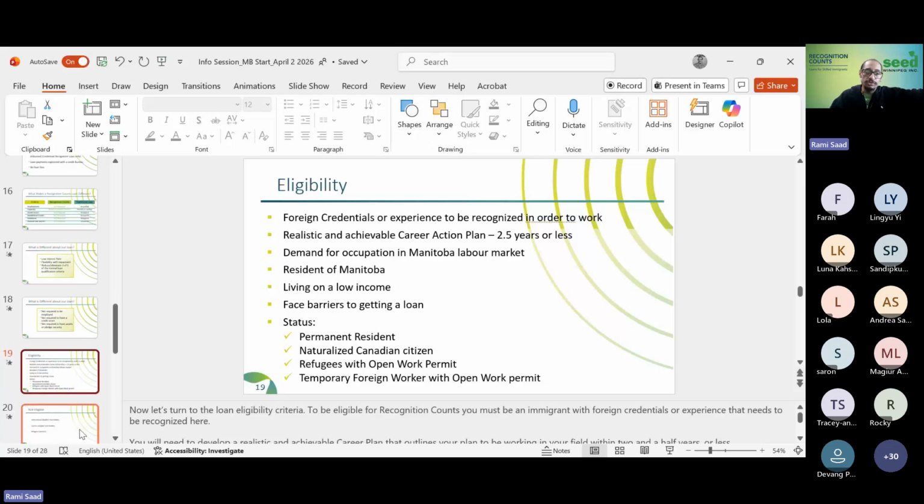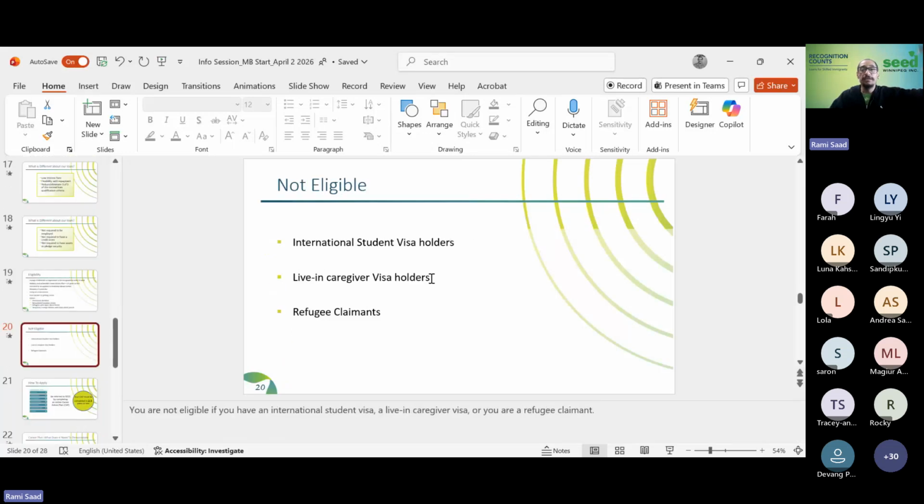So who is not eligible? Unfortunately, international students and visa holders are not eligible for this program. They are eligible for the business training program, the BEST program, but they're not eligible for our program. If you are a live-in caregiver visa holder, you're also not qualified. And if you're a refugee claimant, unfortunately you're not qualified for the program.